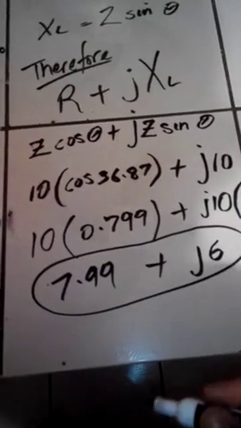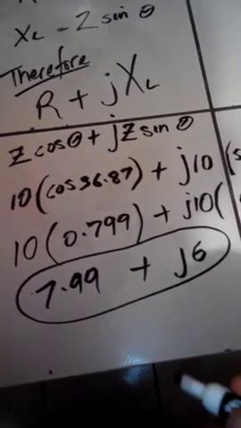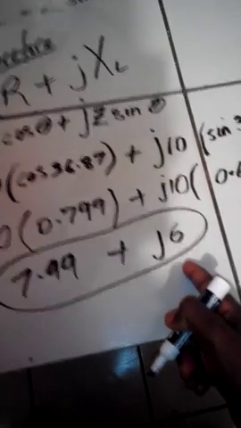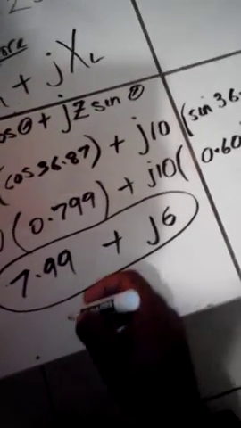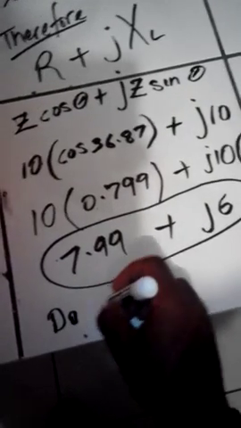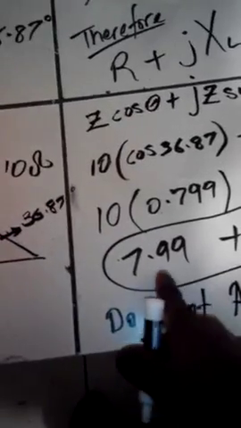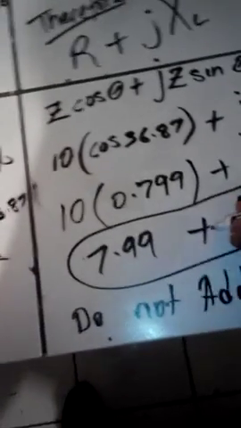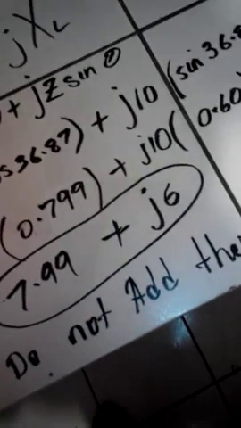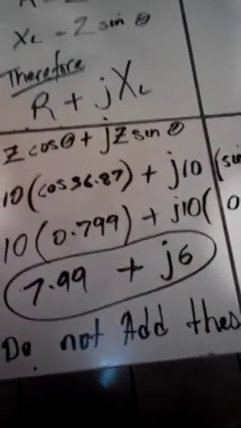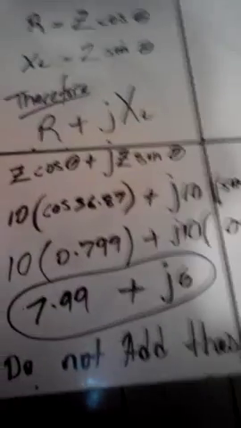So R is 7.99 and jXL would be 6 ohm. And you do not add these, because 7.99 is on the real plane, which is pure resistance, and 6 is on the imaginary plane, right? It's on the imaginary plane, so those two values must not be added because one is pure resistance and one is based off inductive reactance.